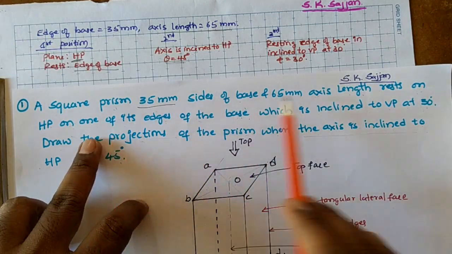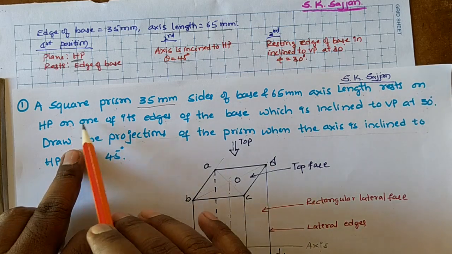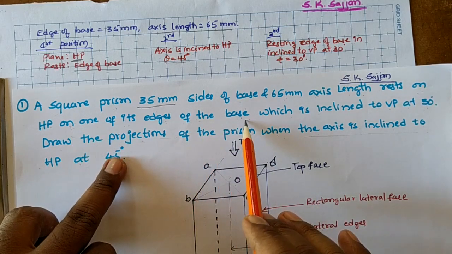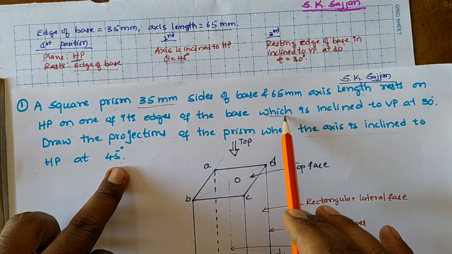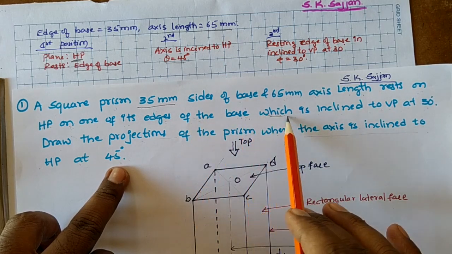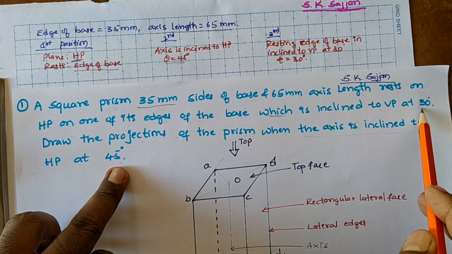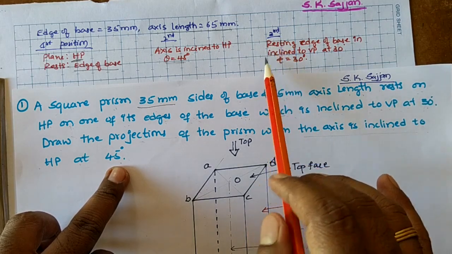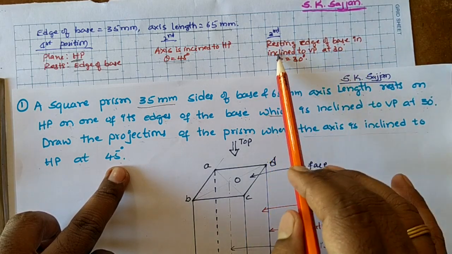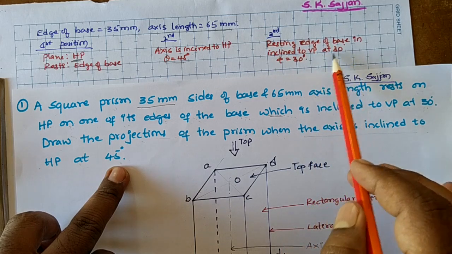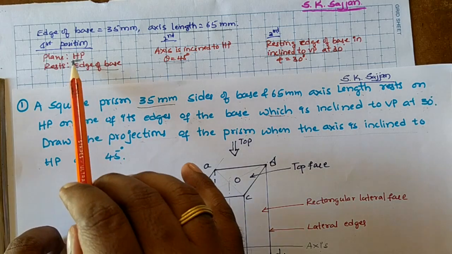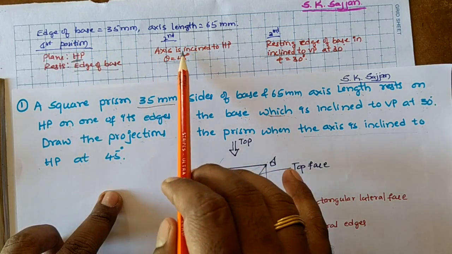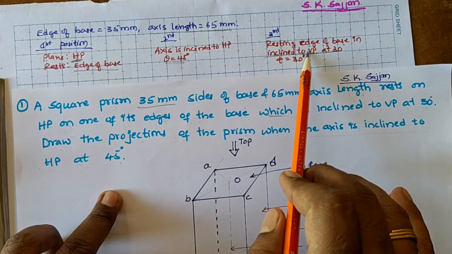Here it is given: rests on HP on one of its edges of the base, which is inclined to VP at 30 degree. Which means what? The resting edge of the base is inclined to VP at 30 degree. This condition is given for the third position. These are the details for the first position, second position, and third position.